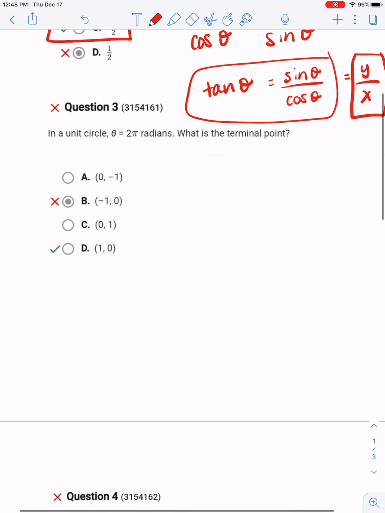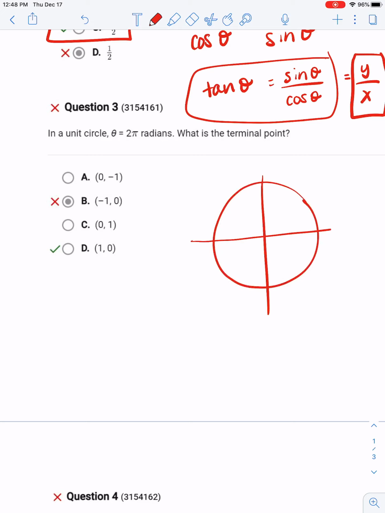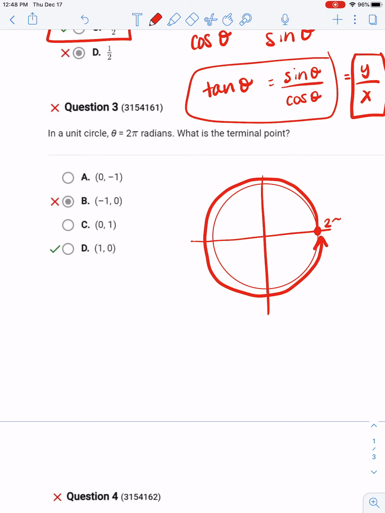Okay, in a unit circle, theta equals 2 pi radians. What is the terminal point? So what that's referring to, again, on our unit circle, if this is our unit circle, we start at 0, and then to get 2 pi, that's the radian measure of going around a full circle. So this is that, I'm going to erase that for a second, put it on the inside. So the radian measure of that angle is either 0 or a full circle, you go all the way around to 2 pi.